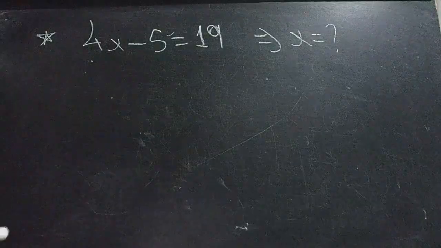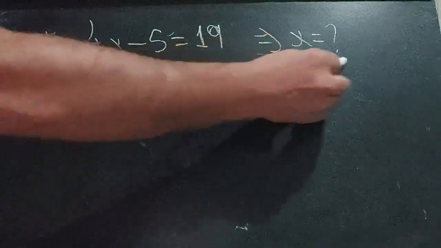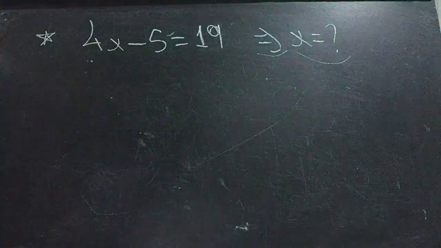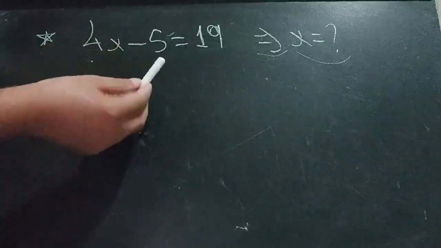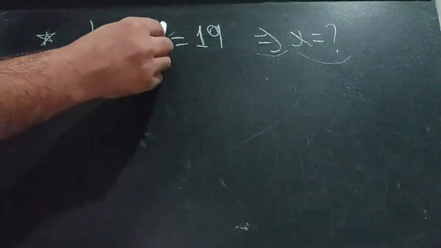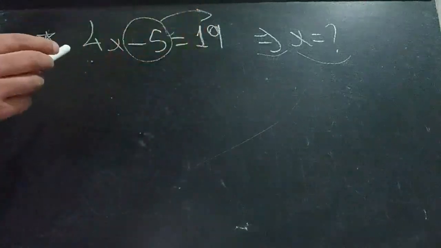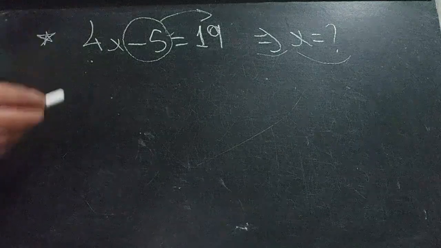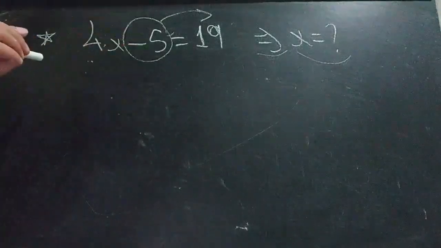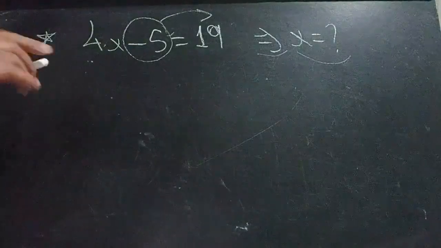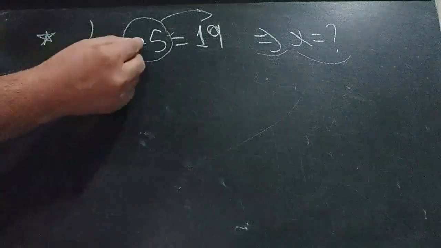Alright, my next question is 4x minus 5 equals 19. So what is the value of x? I will leave the unknown alone. To leave the unknown alone, send numbers to the other side. I will start with addition and subtraction. This will go to the other side as addition. Please don't get confused. Don't start by sending this 4 to the other side first. That's a common mistake.